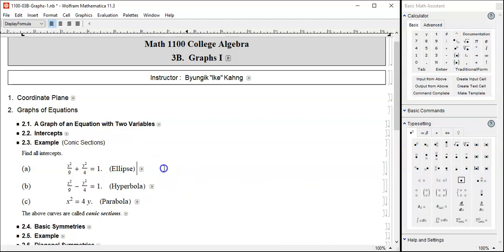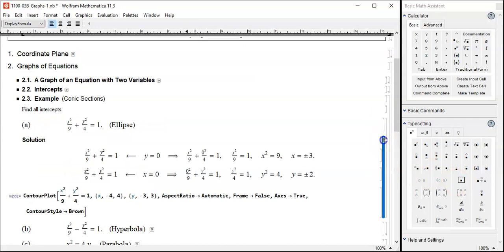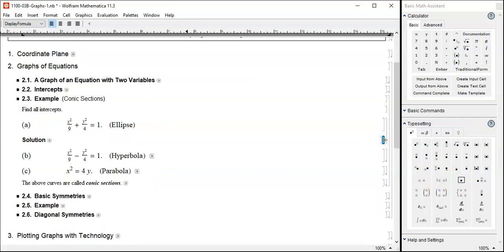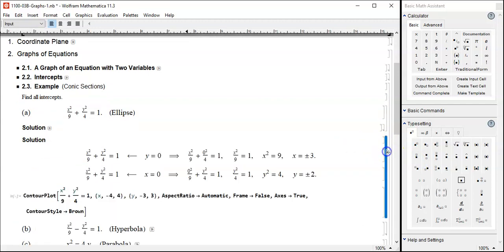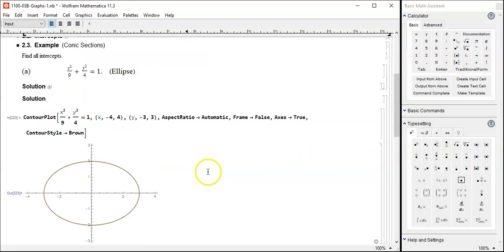for an ellipse. Turns out it's an ellipse, and let me see. I don't want to show you the solution yet. So let me just show you the graph, and it looks like this. So x-intercepts there, y-intercepts there. Okay.